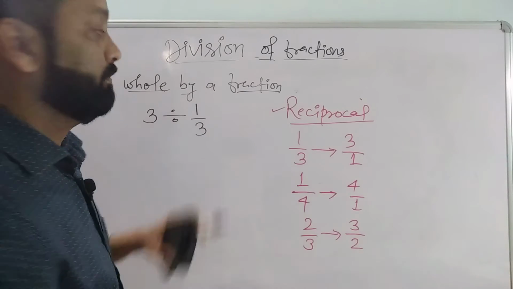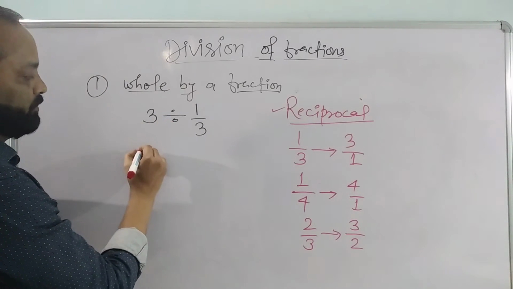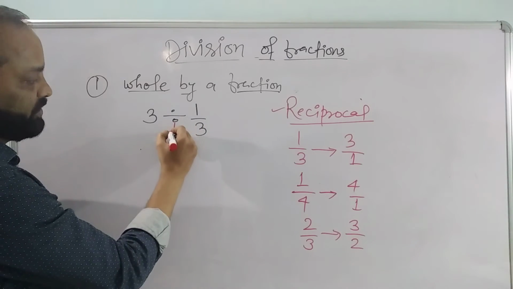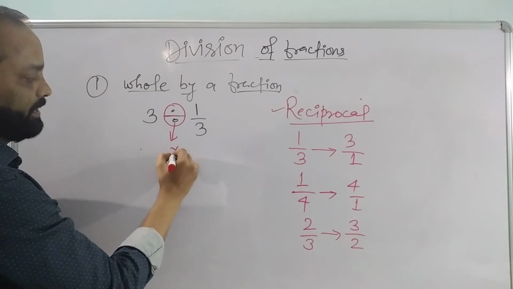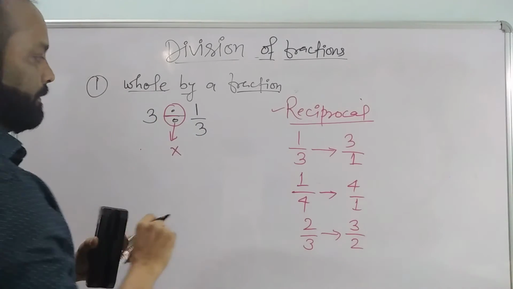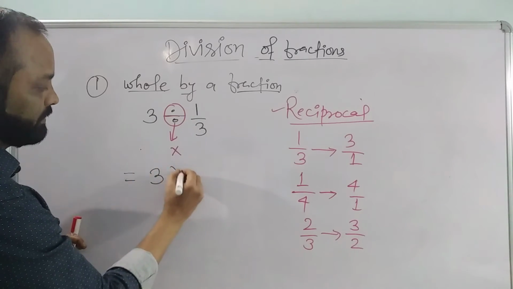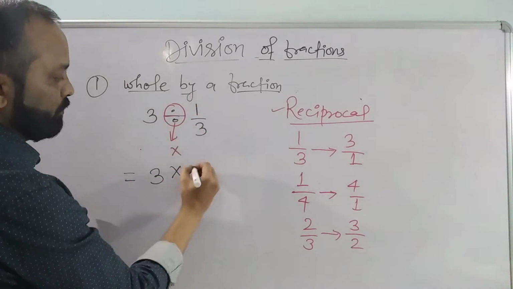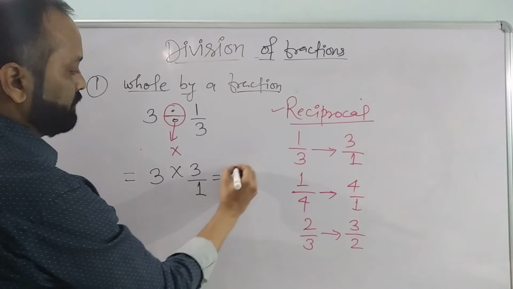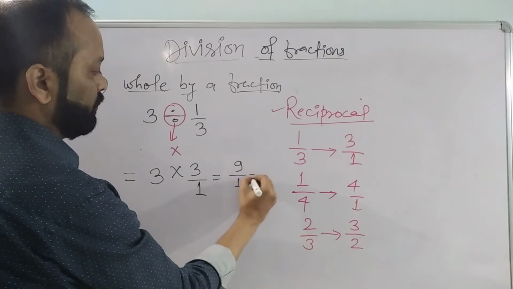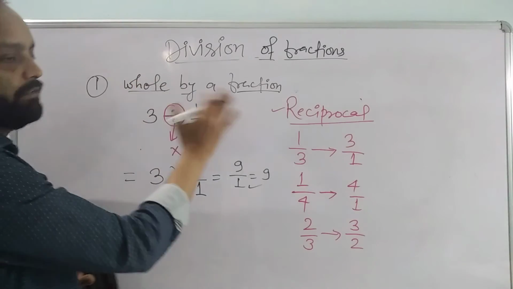Second, in division, once we are going to calculate this division, we need to change this division sign into a multiplication sign. How? So the solution will be 3 into the reciprocal of 1/3, which is 3/1. So this will be 9/1 or 9. So this will be the answer once we are dividing a whole by a fraction.